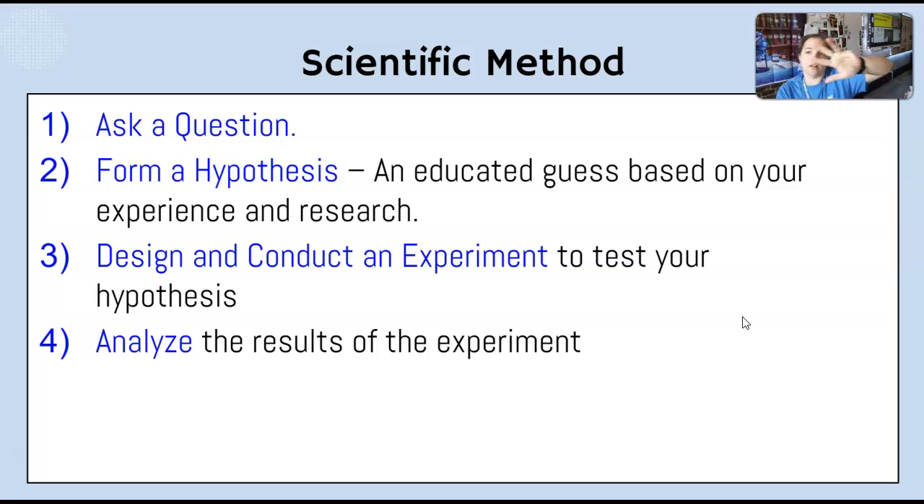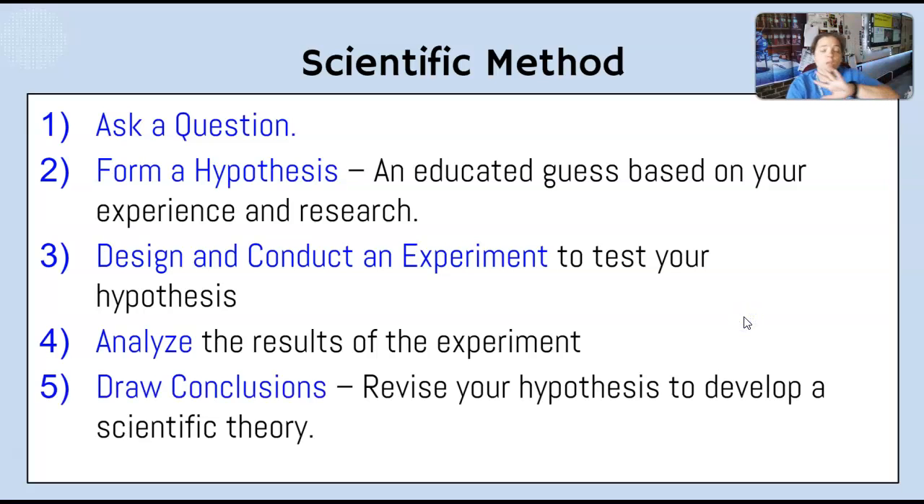All right, then you're going to analyze it. So analyze. Question, hypothesis, experiment, analyze. So you're going to look at all that data that you got from that experiment, and you're going to see, were you right, were you wrong, did you do something that could have affected whatever your results were. And then you're going to draw your conclusion. Based on all of that analysis, looking at all that data and seeing what you did, what you didn't do, you're going to come up with your conclusion.